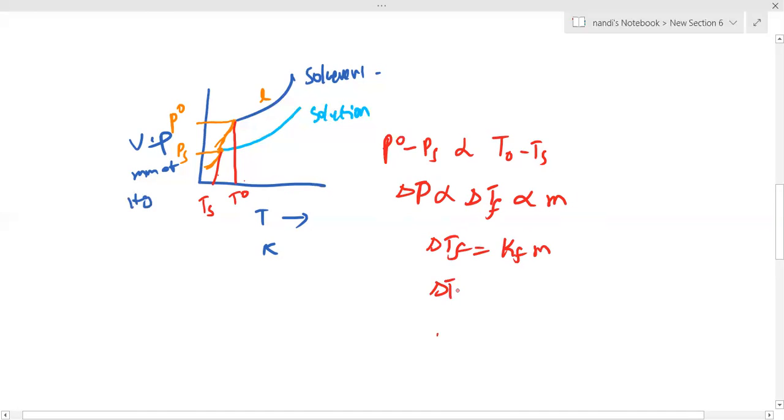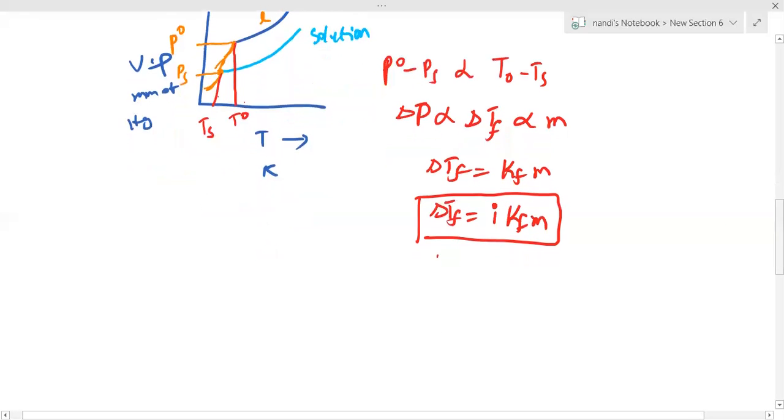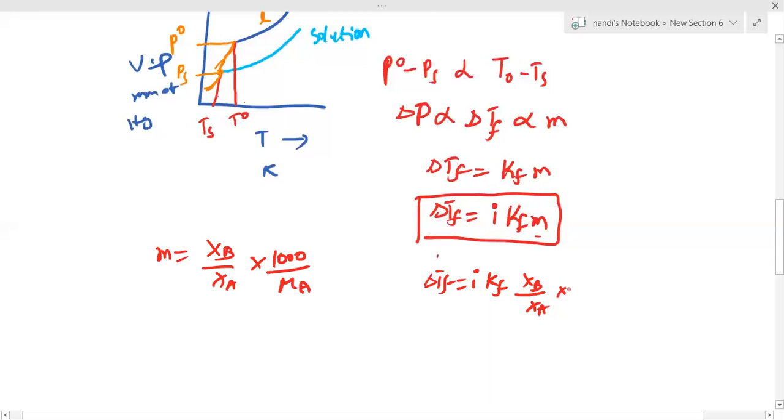Delta Tf you can also write with the van't Hoff factor, so I can use i into Kf into m. This is the formula. In my previous videos I discussed the van't Hoff factor and everything, please look into that. Now I'm going to write different forms of molality. Molality in terms of mole fraction equals xb by xa into 1000 by ma. You can substitute that in place of m. So delta Tf equals i into Kf into xb by xa into 1000 by ma.